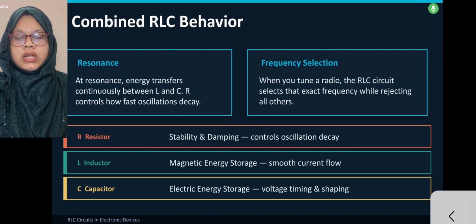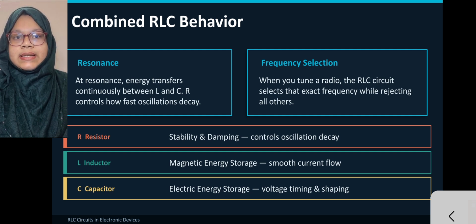Assalamu alaikum everyone. I am Zarin Tasnim, ID 252-15870. Finally, let's see what happens when we combine resistor, inductor and capacitor together in one circuit. The RLC circuit can oscillate at a natural frequency called resonance. At resonance, energy continuously transfers between the inductor and capacitor. The resistor controls how quickly these oscillations fade.